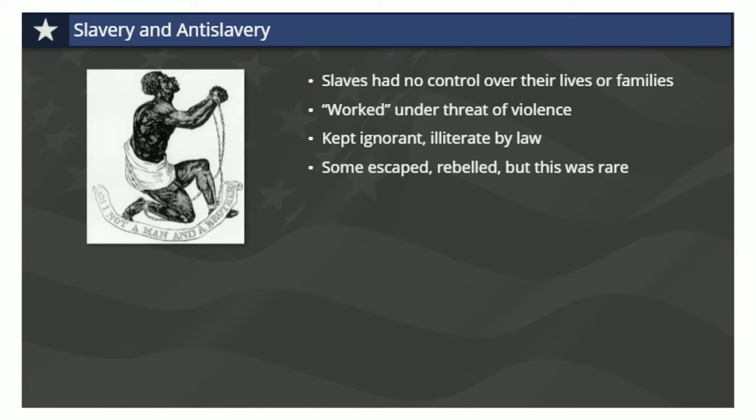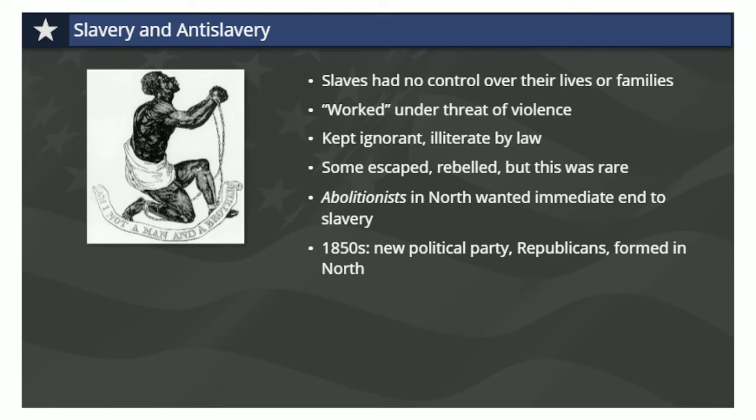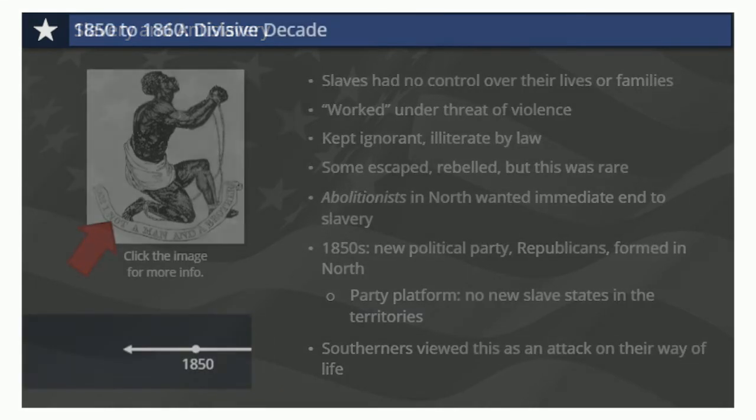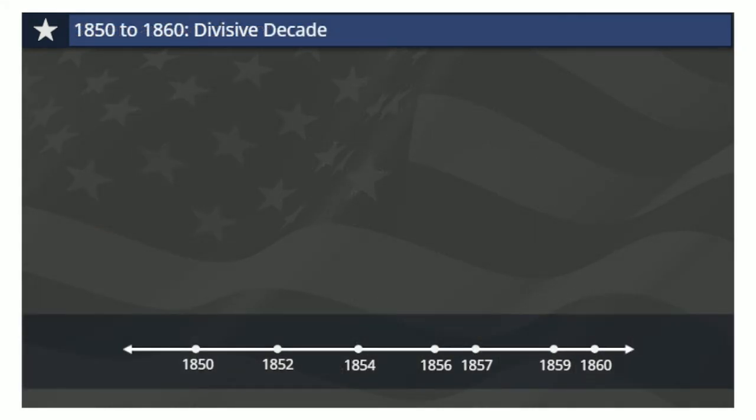In the North, a growing number of people known as abolitionists wanted to see an immediate end to slavery. In the 1850s, a new political party, the Republicans, formed in the North. Their party platform called for an end to slavery's expansion, but not slavery itself. They wanted no new slave states created from the Western territories. In the South, many viewed the rise of the Republican Party as an attack on their way of life. Between 1850 and 1860, a series of events centered around the slavery controversy brought North and South to the brink of war.